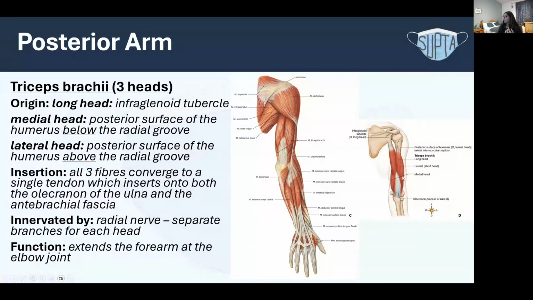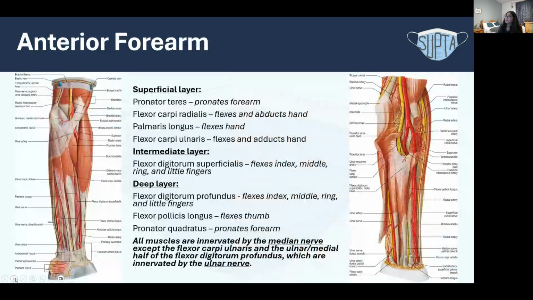So it's just important to know. A lot of times they do test for this tendon as well. They ask patients to keep their hands like this and they test for the tendon here. So, one of the important things to know. Now the posterior arm muscles are innervated by the radial nerve, and again, separate branches for each head. As I mentioned, the function is to extend. Now, forearm muscles. I know this slide seems like a lot, but I'm going to break it down for you.